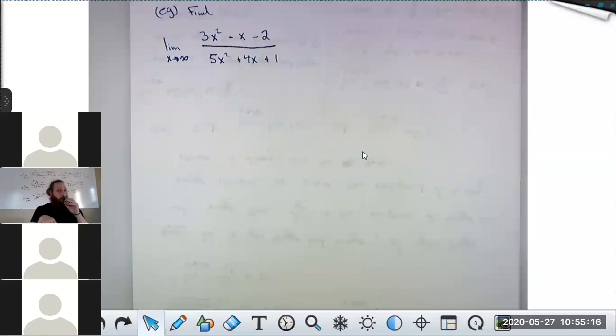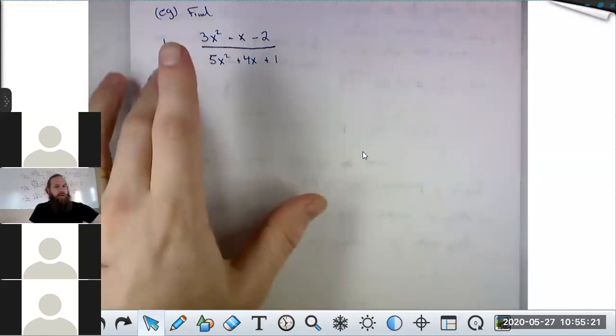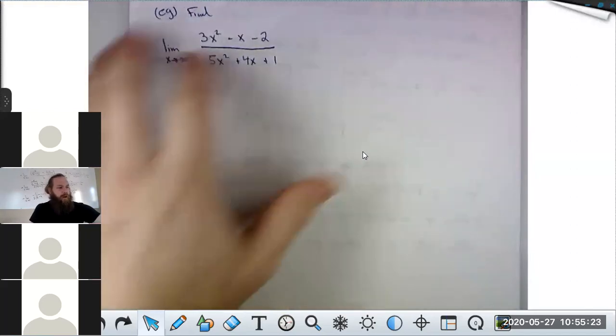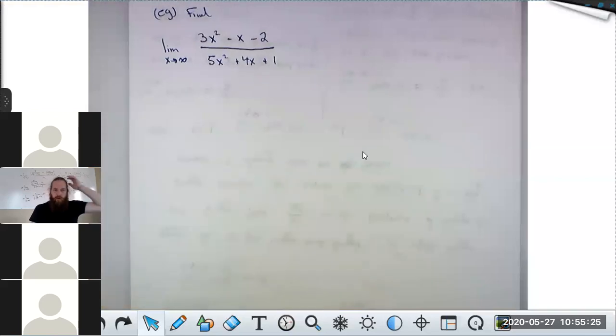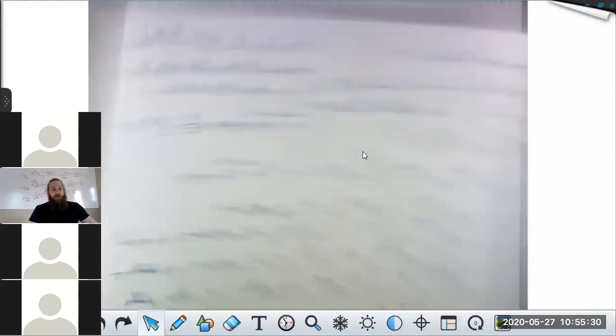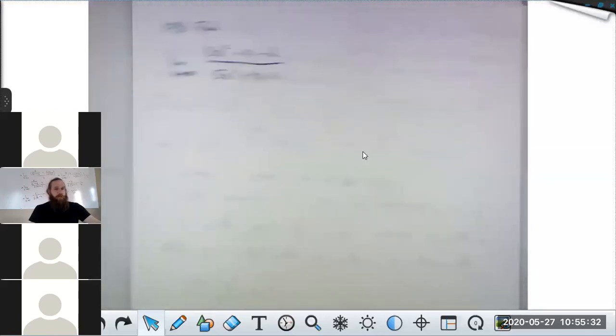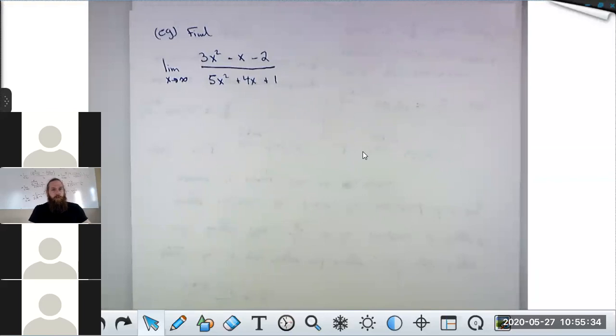Factor. If plugging in the number I'm trying to take the limit as made the top and bottom 0, then I would definitely need to factor upstairs and downstairs. But that's not the case. Both of those things, the top and the bottom here, as x goes to infinity, they both go to infinity. Those are both parabolas opening up, right? So as you walk out along those graphs to the right, both of them go up to infinity. So it's not the 0 over 0 problem we need to deal with here, it's the infinity over infinity problem.